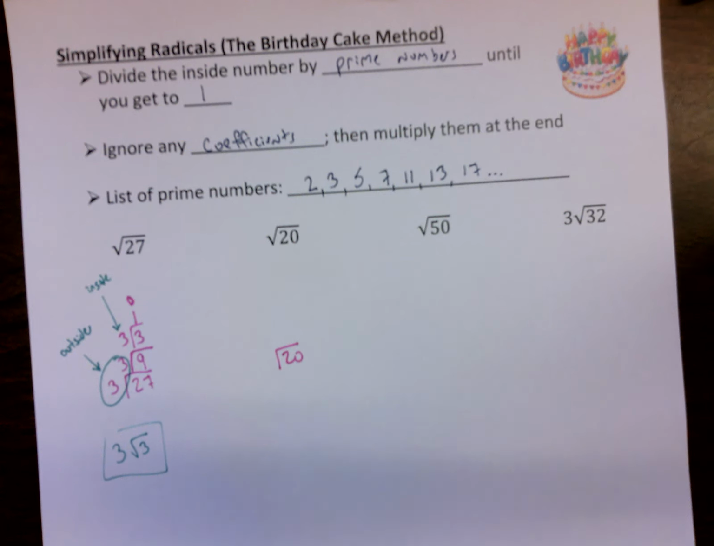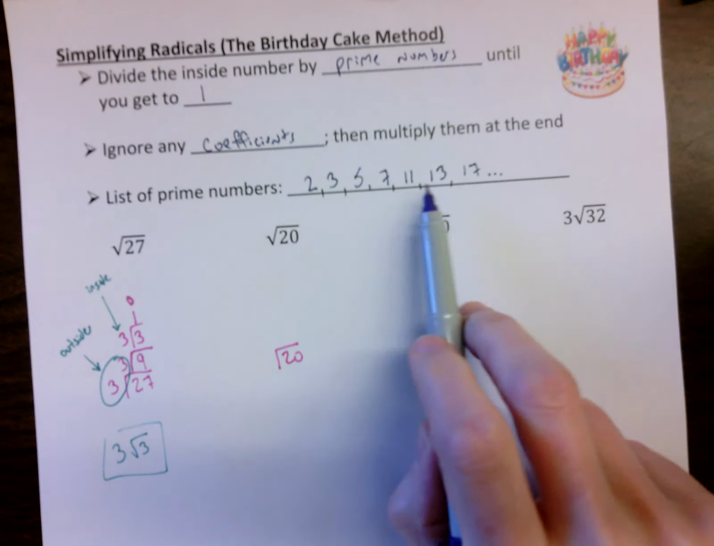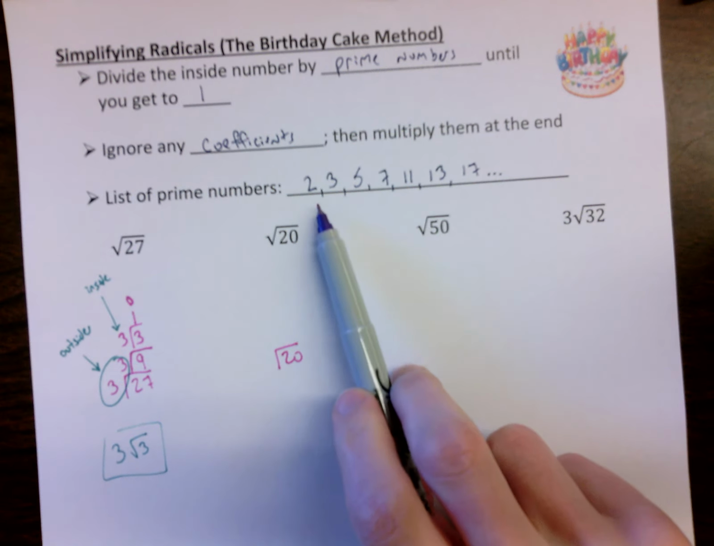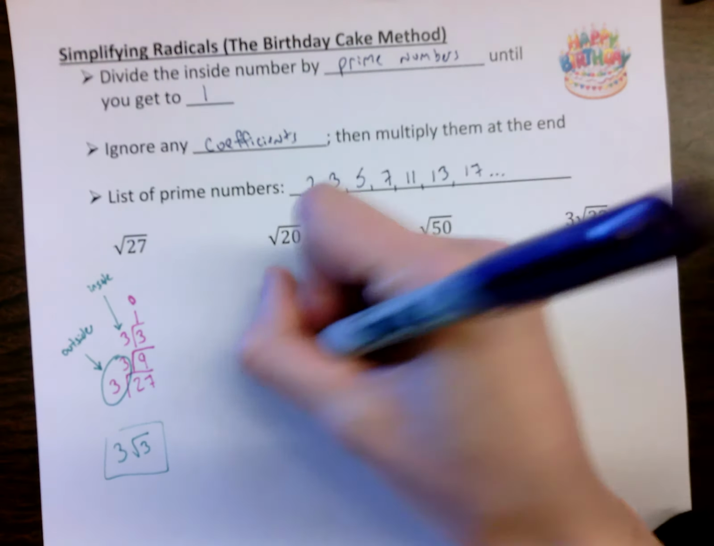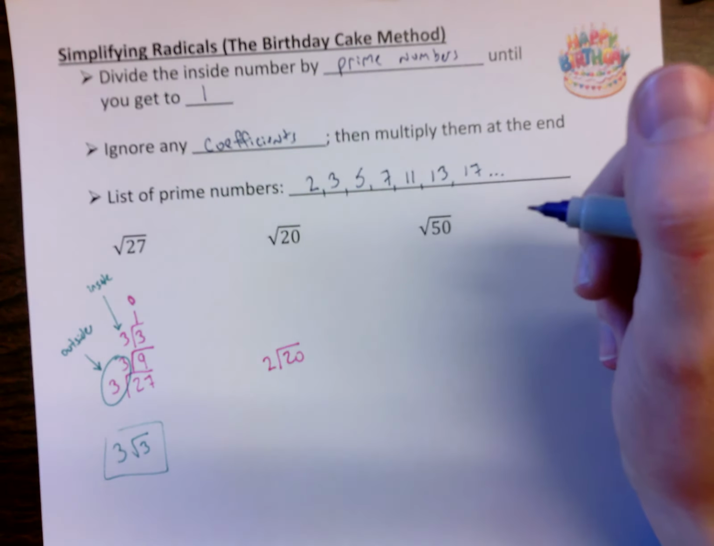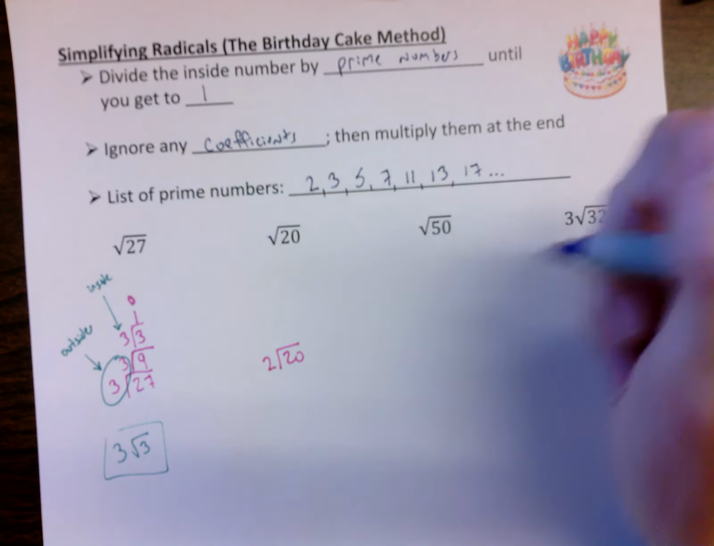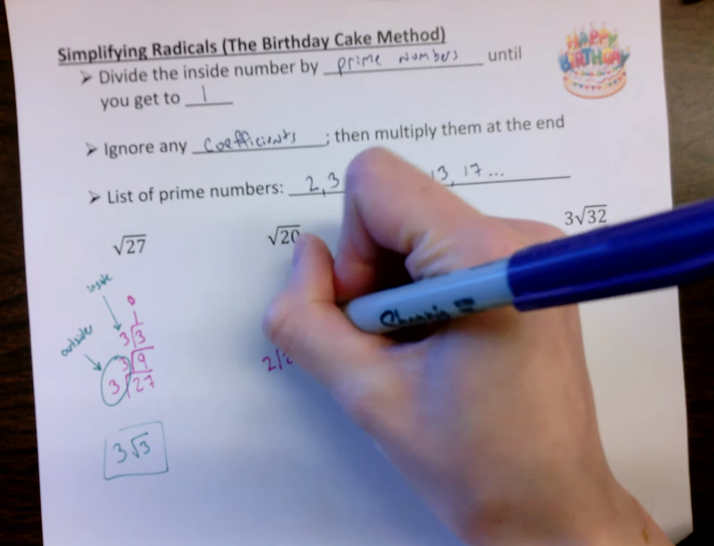All right, and I want to divide this by any one of these numbers in the list. Okay, so the first thing I notice is 2 works because it's even, right? So I'm going to start with 2. Personally, I always like to do the 2s first if I can. I think that makes it easier. 20 divided by 2 is 10.